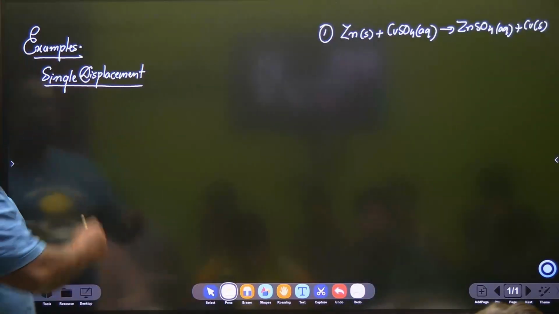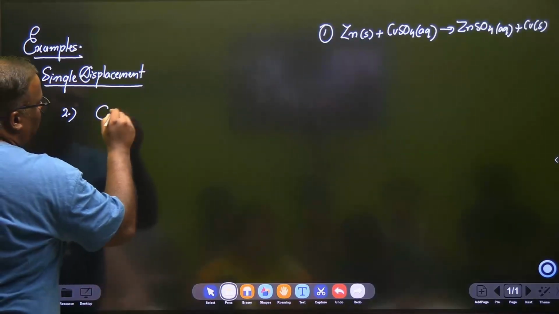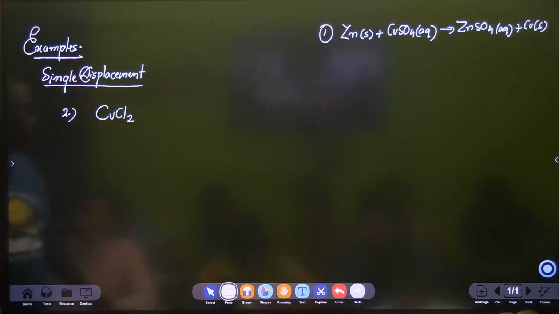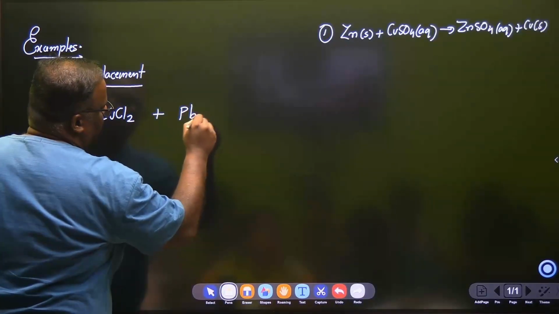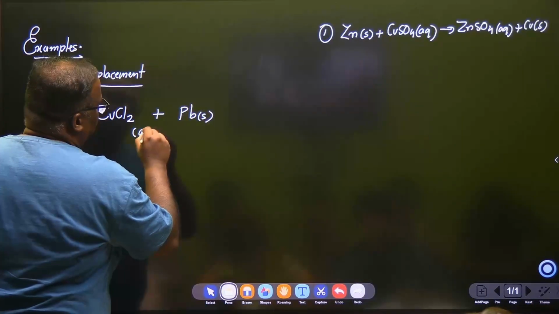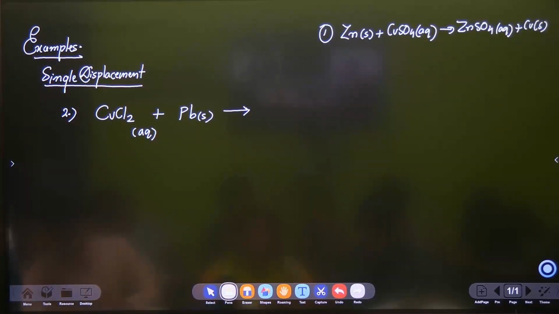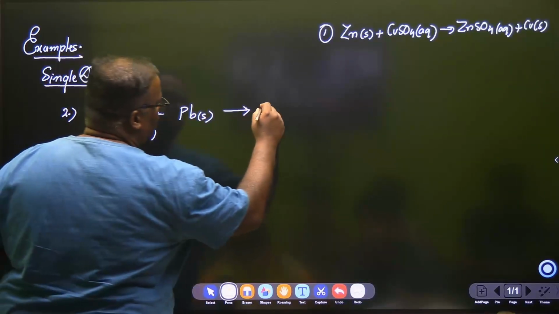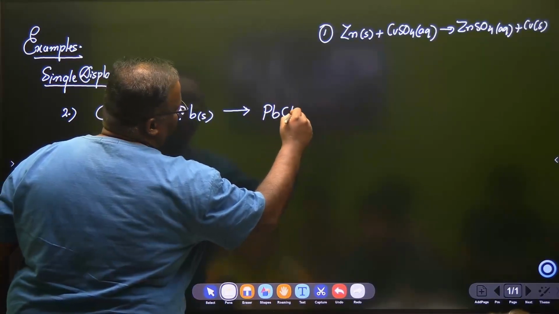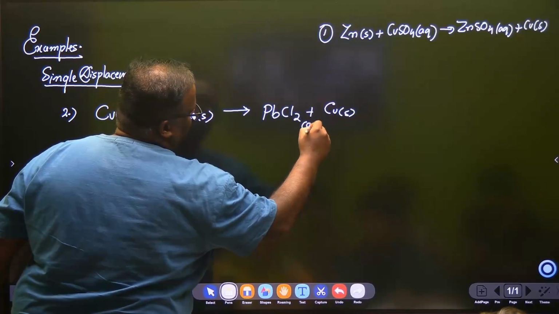Okay, a similar type of another reaction is copper chloride, CuCl2, and it reacts with lead. Lead is solid, this will be aqueous. So single displacement, by now you know lead is more reactive. Please stop calling me a zebra, instead try learning. So it will form PbCl2 and release copper solid. So keep this reaction also.